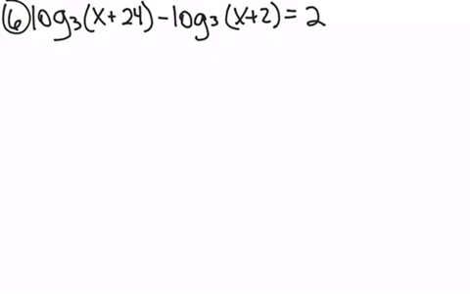This example is log base 3 of x plus 24 minus log base 3 of x plus 2 equals 2. Now the only thing different about this one is that both of our arguments are binomials. Okay, so we have a minus, so we are going to follow the quotient rule, because remember, it doesn't matter what the numbers look like, we always follow the process. And the process says in the quotient rule that we rewrite it as division. So let's do that.